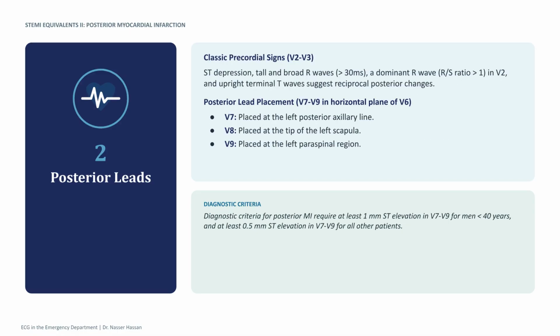Posterior myocardial infarction is another crucial pattern. Signs include ST depression, broad R waves, and a dominant R wave in V2. To confirm, use posterior leads V7 to V9. Diagnostic criteria require at least 1 millimeter of ST elevation in men under 40, or 0.5 millimeters for others.